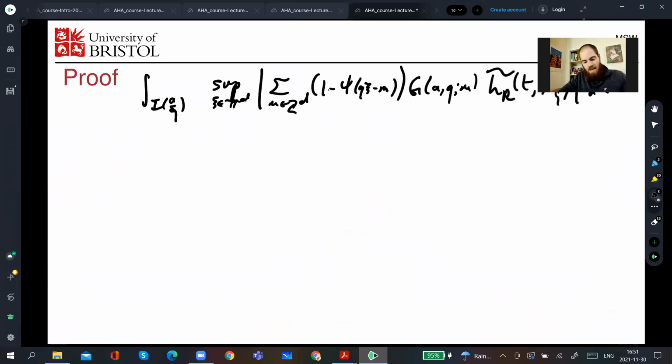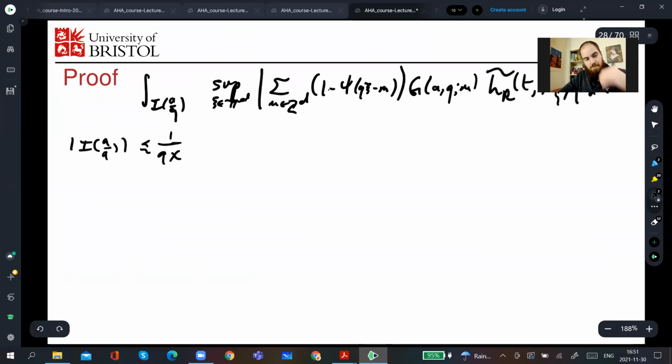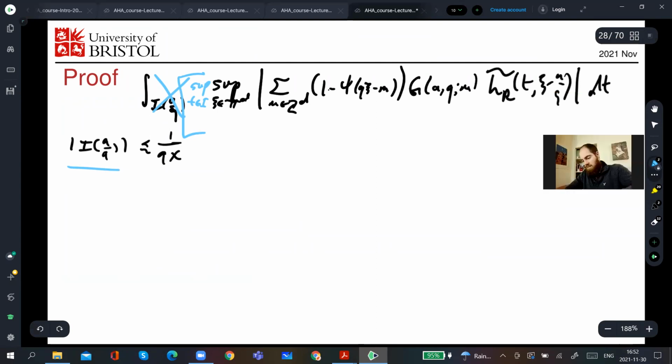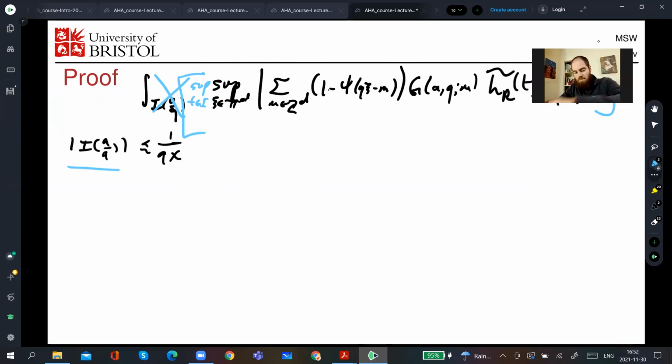All right. Now, first off, for I of a over q, we know what the length of that is, basically. It's at most 1 over q times x. Okay, so really, all we need to do is understand a uniform bound over c and t for this. Then we just multiply by the length of the interval times whatever the supremum is right here. Okay, so that's what I'll do.